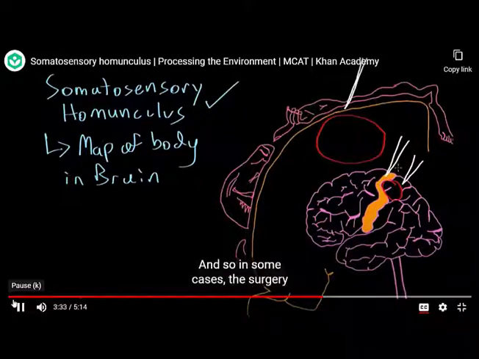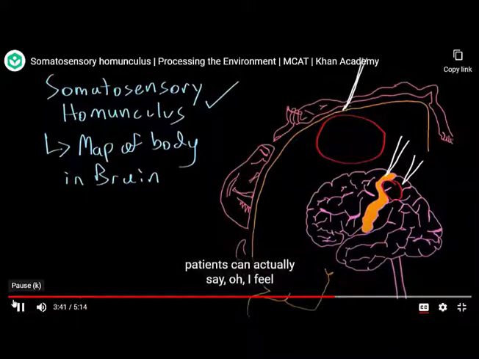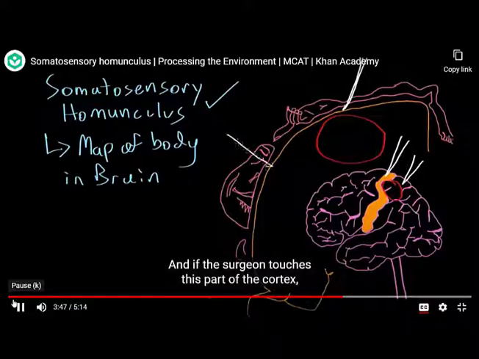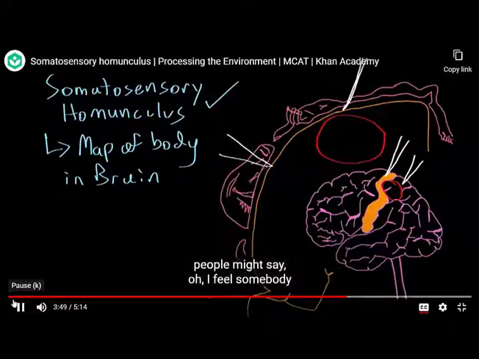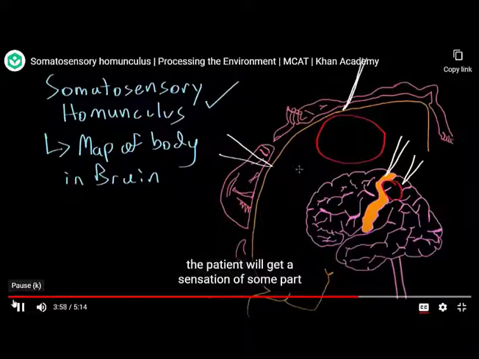And so in some cases, the surgery can actually be conducted on patients that are awake. And so if a surgeon touches this part of the cortex, patients can actually say, oh, I feel as if somebody is touching my wrist. And if the surgeon touches this part of the cortex, people might say, oh, I feel somebody touching my forehead or my eye. So depending on what part of the cortex the surgeon places his electrode, the patient will get a sensation of some part of his or her body being touched.